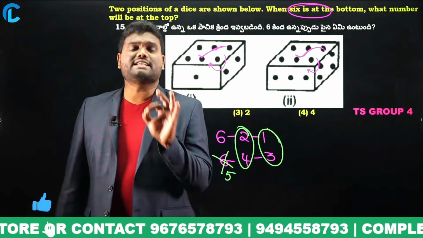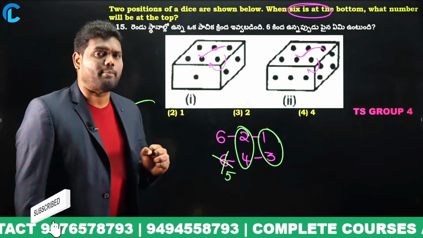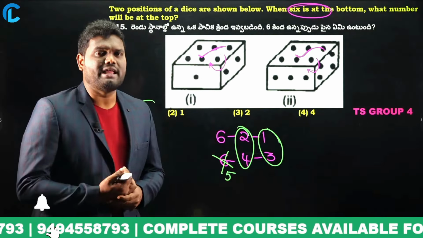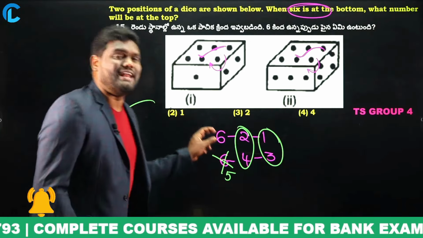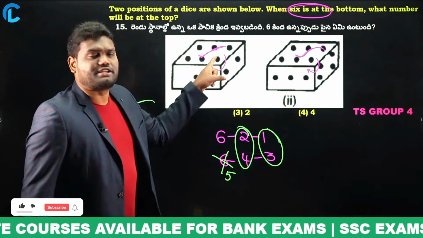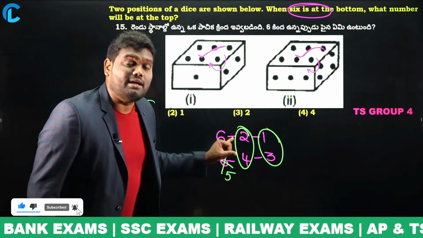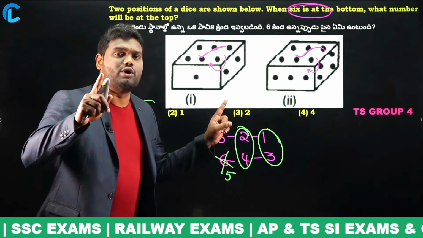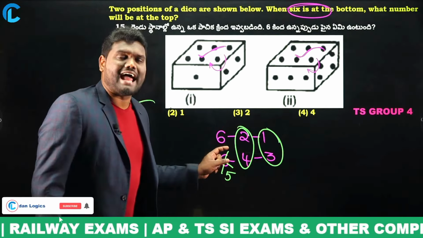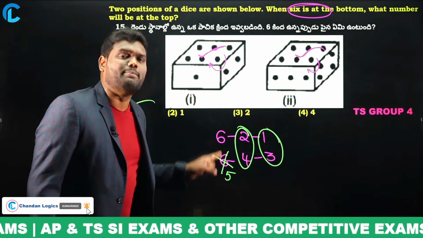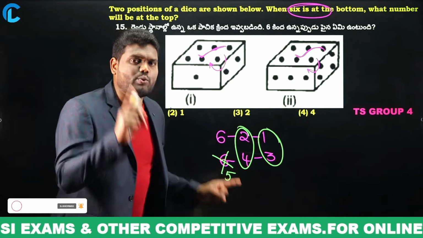Is that clear? Very simple. Whenever you have one element common, just take that common element and write in clockwise direction. 6, 2, 1. Again, as 6 is common, exactly below 6 you have to write 6 only. Whatever the common element is, it should be written exactly below. Don't forget this. This is a very, very important point.